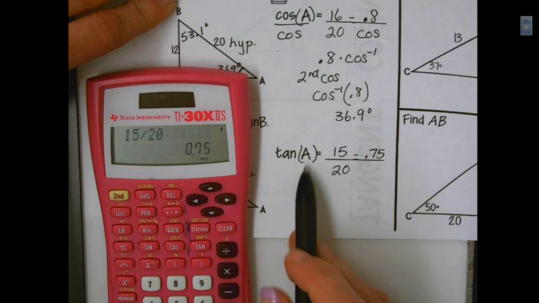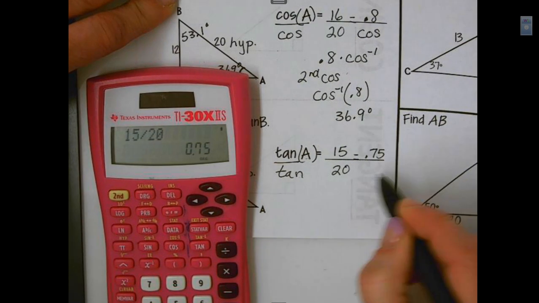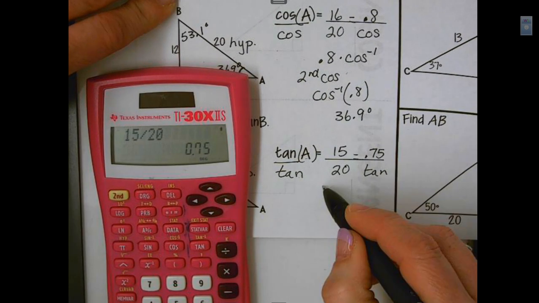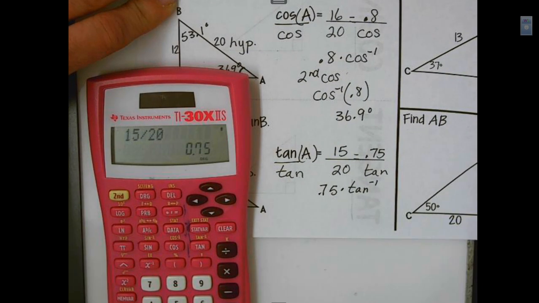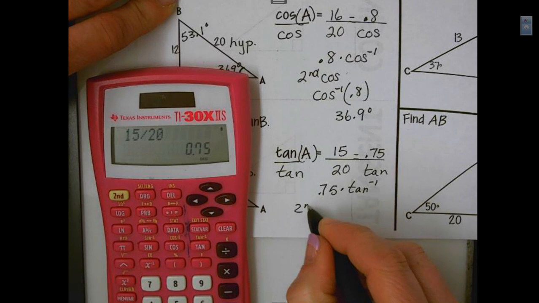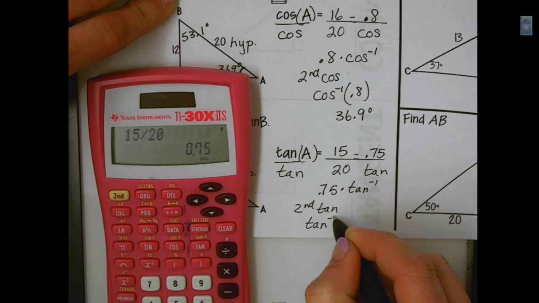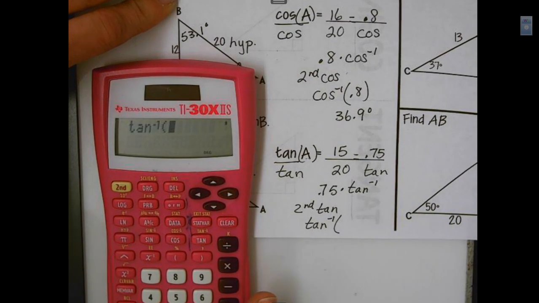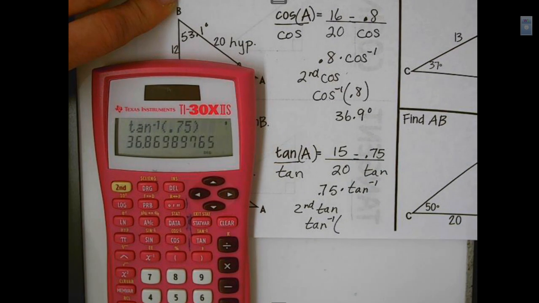So to solve for the A measurement, I'm going to divide by tan. Dividing by tan is the same thing as multiplying by its inverse. I'm going to hit second tan. That gives me tan to the -1. Second, tan, and then I'll type in 0.75. All right, let's see what this one turns out to be.